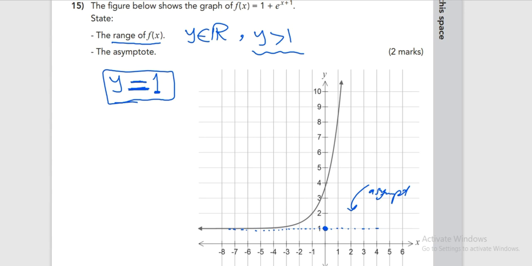But here the range is a range of values, similar to domain. It's an interval or range of values, so we'll use symbols bigger than or less than.